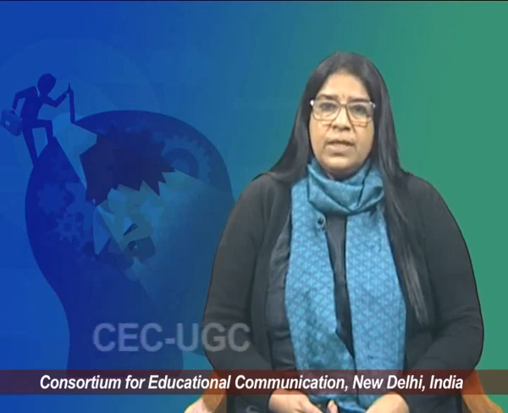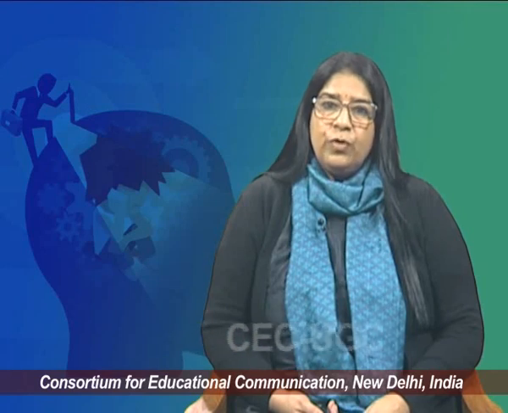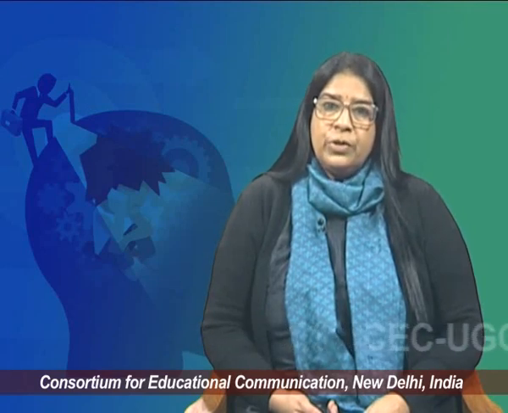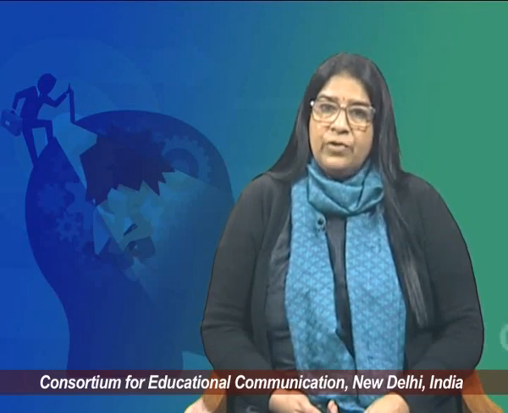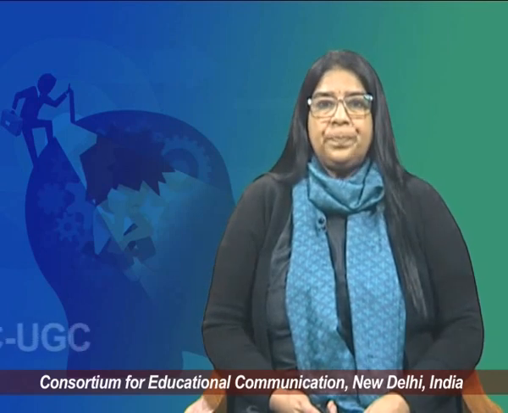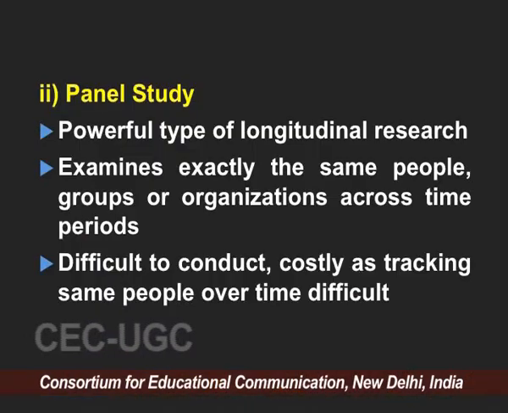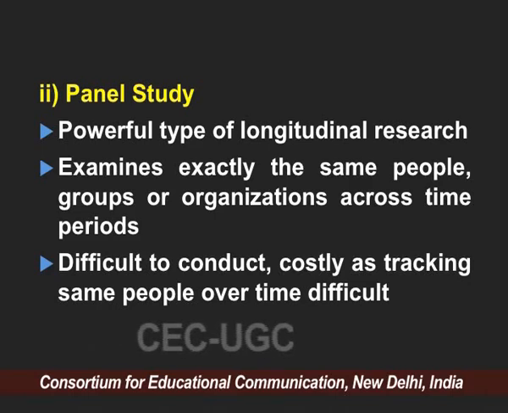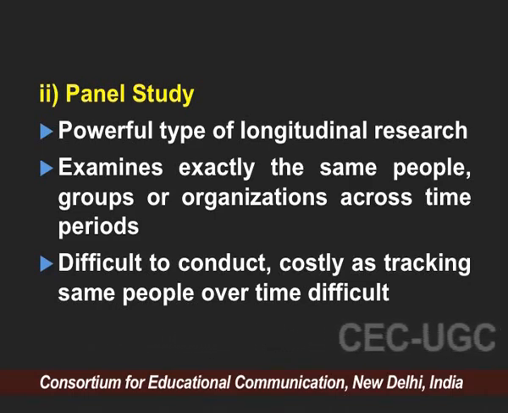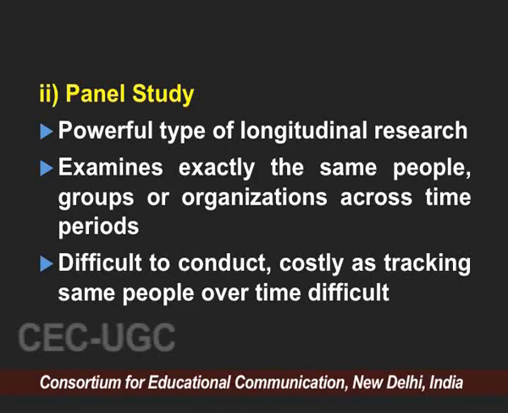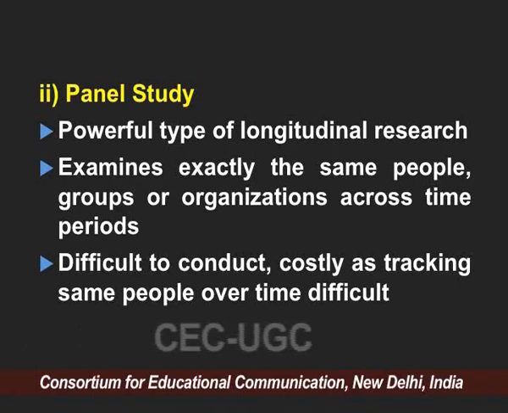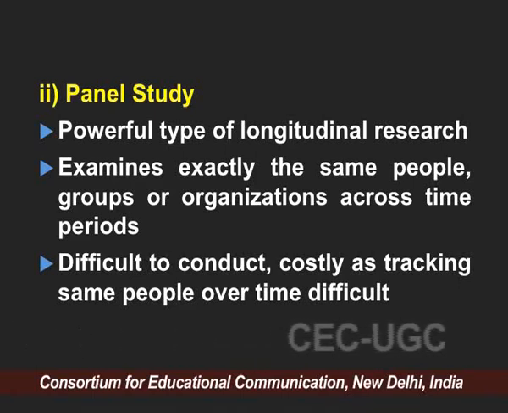And they saw that there was a general move towards more liberal positions in the latter years of the research. Number 2 is panel study. This is another powerful type of longitudinal research which examines exactly the same people, group or organization across time periods. It is difficult to conduct though because it is costly and tracking the same people over time becomes really difficult.